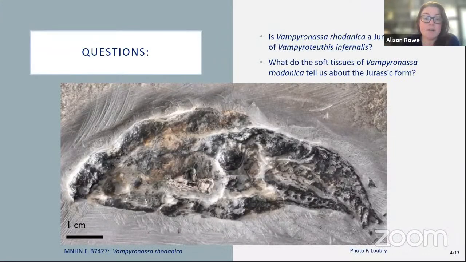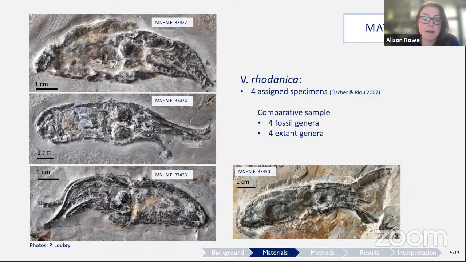So this brings me to my current research. By reappraising Vampyronassa, am I able to confirm the position of Vampyronassa as a Jurassic Vampyroteuthis relative? And what can I learn about the ecology of this Jurassic form? I initially began working on these 4 specimens. All were ascribed by Fischer and Riou 2002 as Vampyronassa rhodanica.